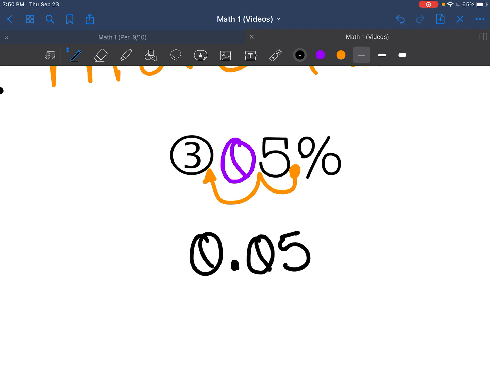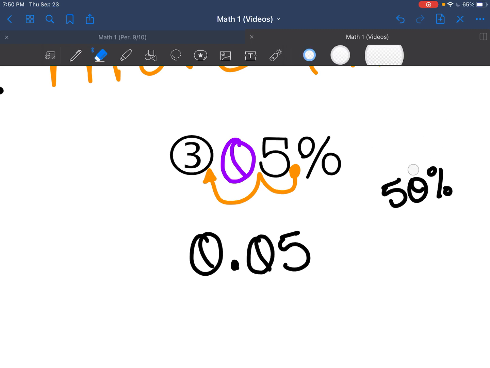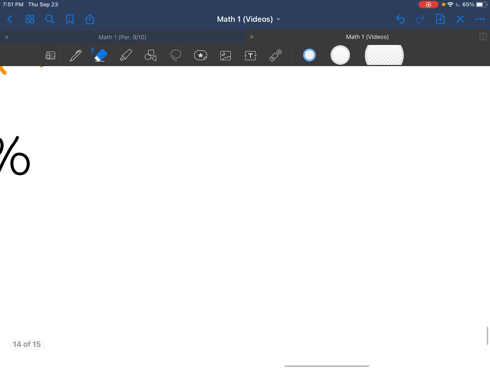Be careful. Some people, for some reason, like to change it to 0.5. 0.5 is not the decimal of 5%. If I go backwards, instead of going to the left, I go to the right, 0.5 is the decimal for 50%. So be careful with that stuff. That is an error I see so much.